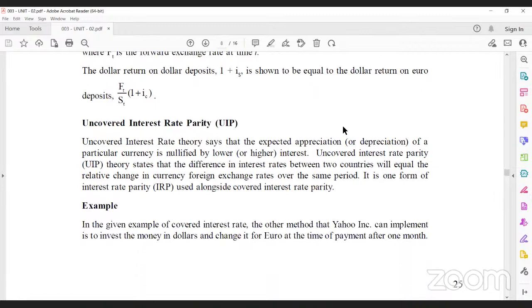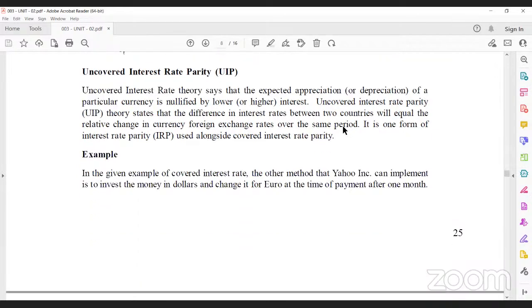Uncovered interest rate parity, that is UIP. Now, this theory proposes that the expected appreciation, or sometimes depreciation also, is zeroed, that means minimized to the extent of zero. How? By lowering interest rate.